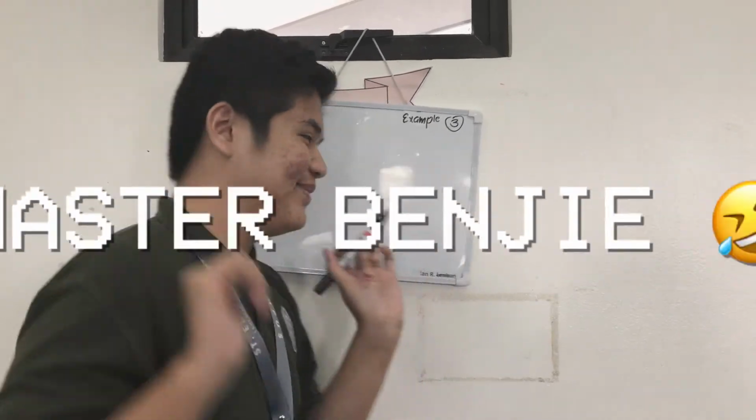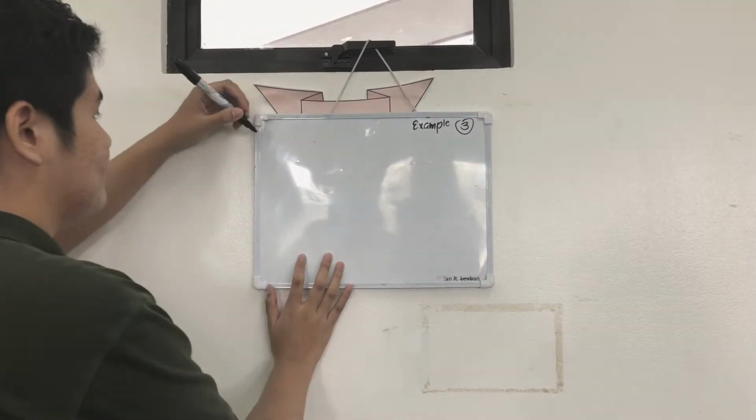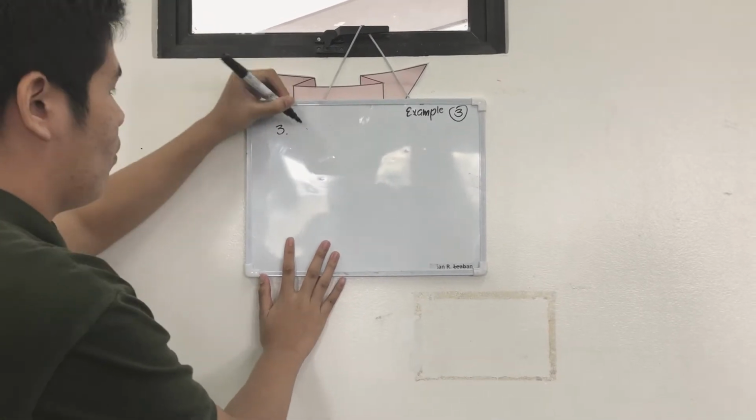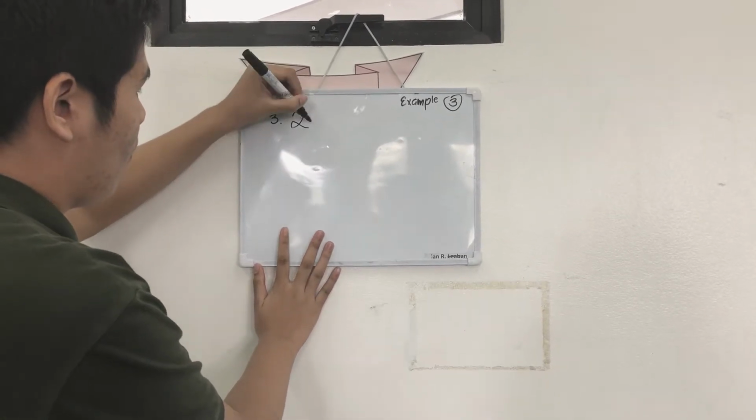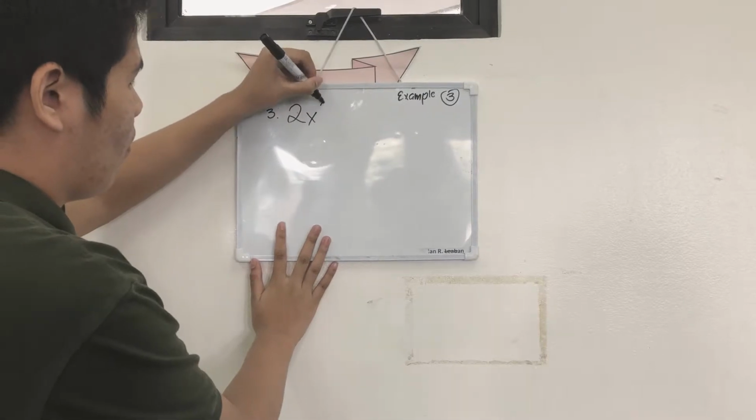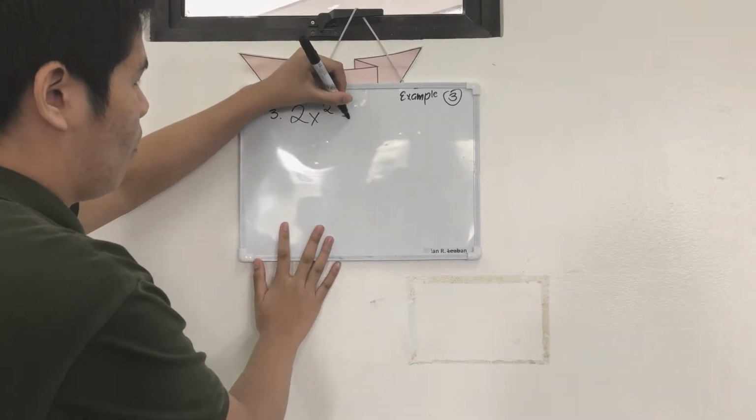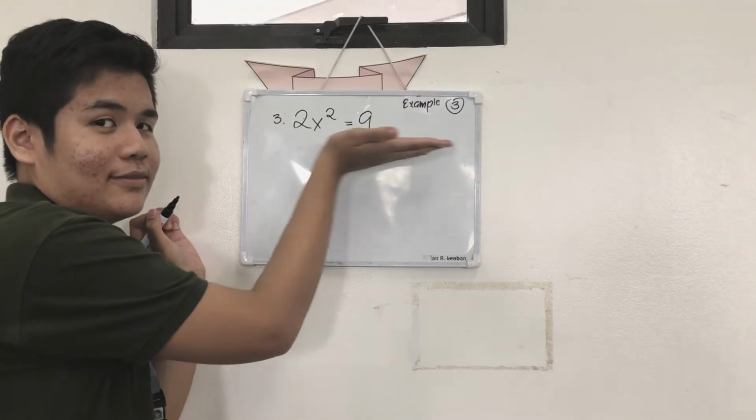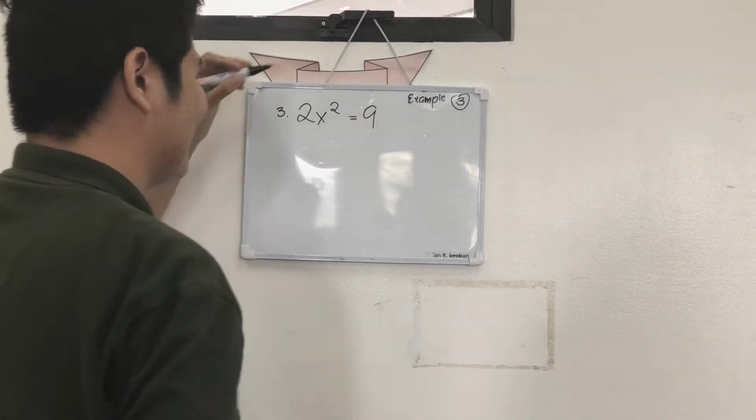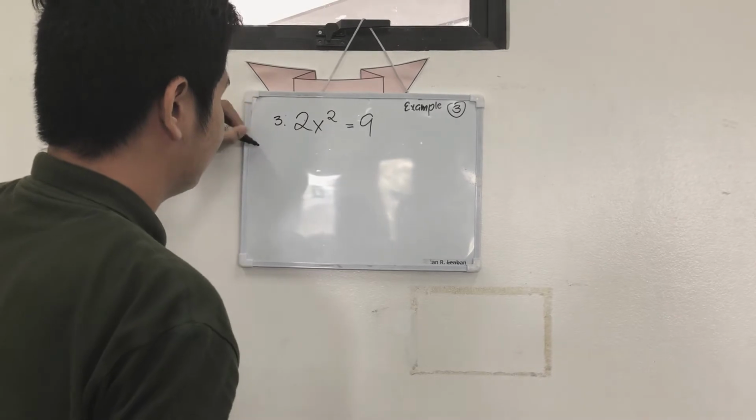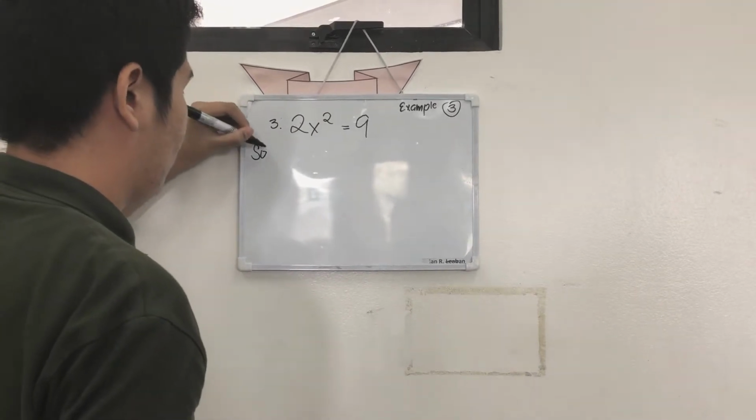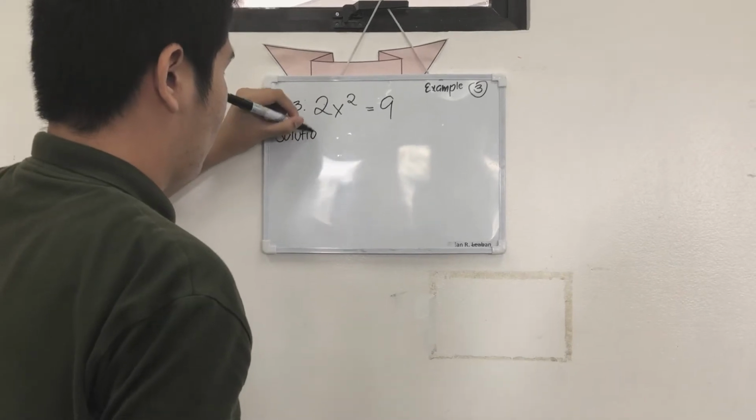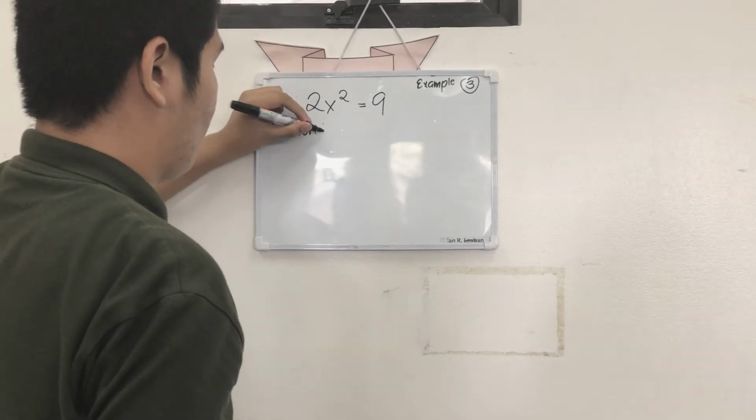Hey guys, Benji here. Today, I'm giving you example number 3 on turning quadratic equations into standard form. You just need to follow the ax squared plus bx plus c equals 0 rule in order to transform them. So this is our third example, 2x squared equals 9. In the solution, I'll make sure to cover the methods and basics that you need to know in order to transform them. Let's start.